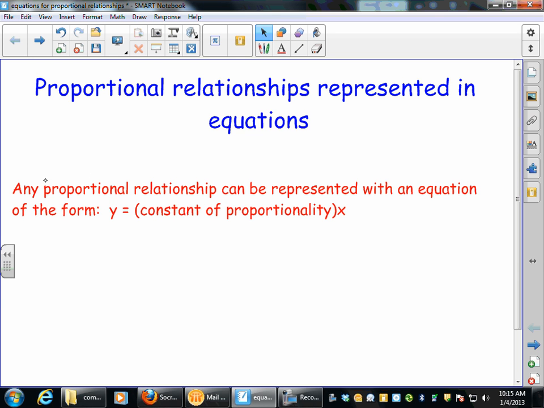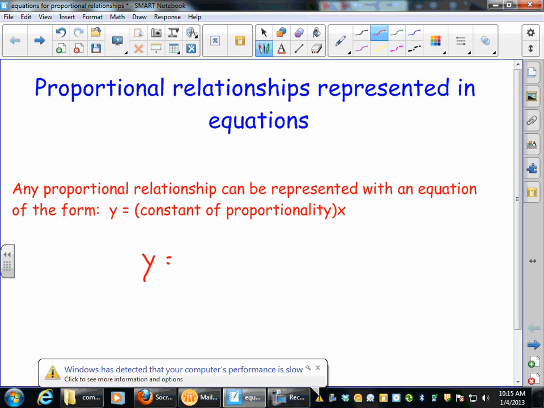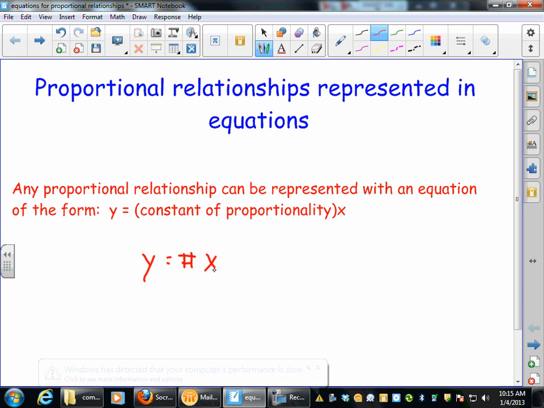And so this right here tells us what that is. It says any proportional relationship can be represented with an equation of the form y equals that constant of proportionality times x. And that's it. So if you have an equation that looks like y equals any number times x, then it will be a proportional relationship. And this number is your constant of proportionality.